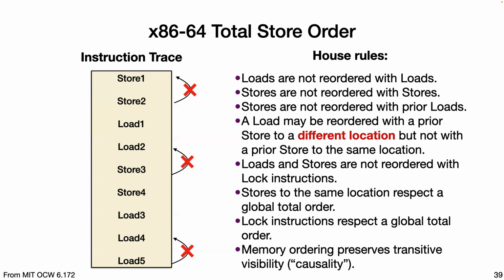And there's some other stuff going on, like loads and stores are not reordered with locks. Stores to the same location have to respect the global order. This is a corollary of the previous rule: you cannot reorder loads and stores to the same location, which means that they have to respect some global order. And locks also respect the global order. And then memory ordering preserves causality.